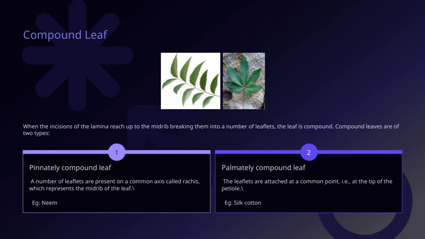making it look elongated and linear. Now, when we talk about a leaf being compound, it means the lamina, or the leaf blade, is divided into multiple leaflets. This division occurs when the incisions reach all the way up to the midrib, breaking the leaf into several parts. There are two main types of compound leaves, palmately and pinnately, which I just explained. Recognizing these types helps us understand how different plants adapt their leaf structure for various functions, whether it's maximizing light capture or reducing wind resistance. So, understanding these basic forms is fundamental as we explore plant diversity further.